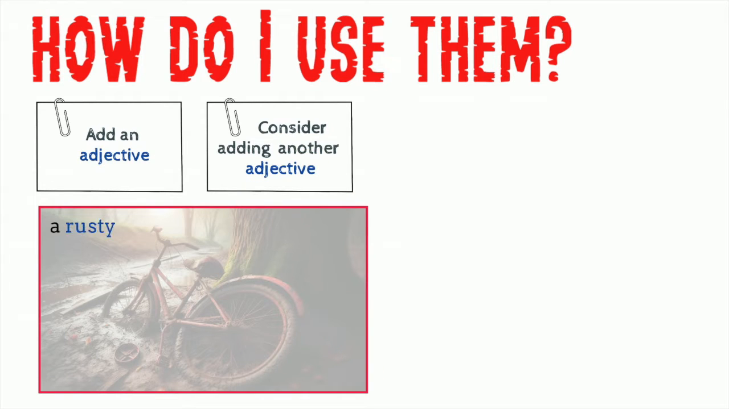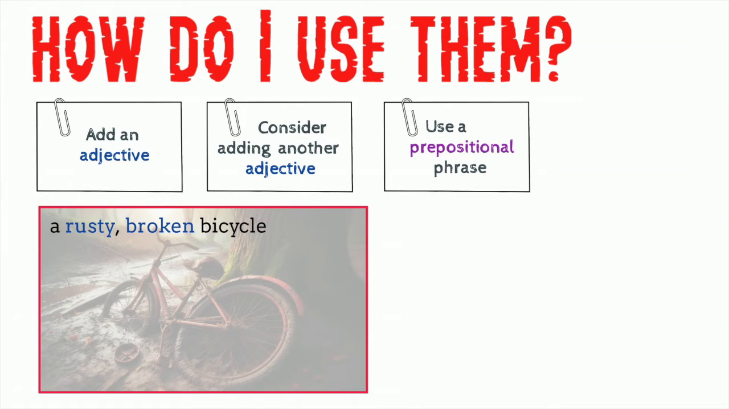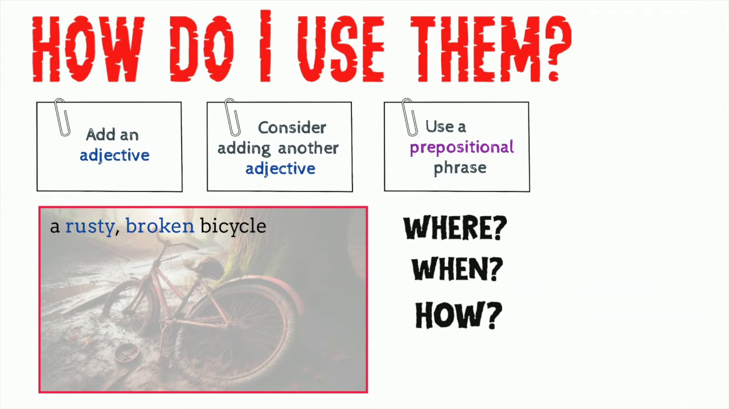A rusty, broken bicycle. If we do decide to use more than one adjective, as they independently describe the bicycle and each adjective can exist without the other, it is important to separate the adjectives with a comma. We can include even more detail about the bicycle by using a prepositional phrase. A prepositional phrase adds more detail by explaining where, when, or how something is.